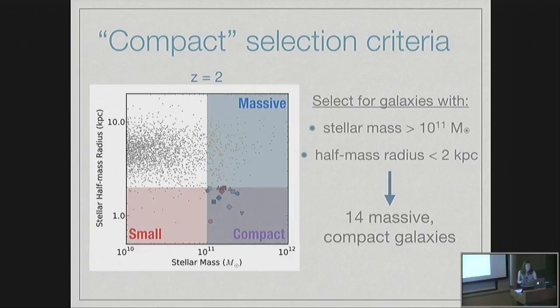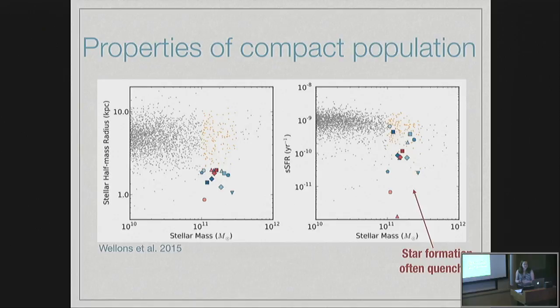Now, we can also ask if by making this selection on size, these galaxies are set apart from the overall population in any other way. So this, again, is mass radius, and this panel shows you the specific star formation rate. So here's the star formation main sequence. And we can see that most of the compact galaxies have fallen off the star formation main sequence and are quiescent. So by selecting on size, we've also preferentially selected a quiescent population, which again harkens back to the observations.